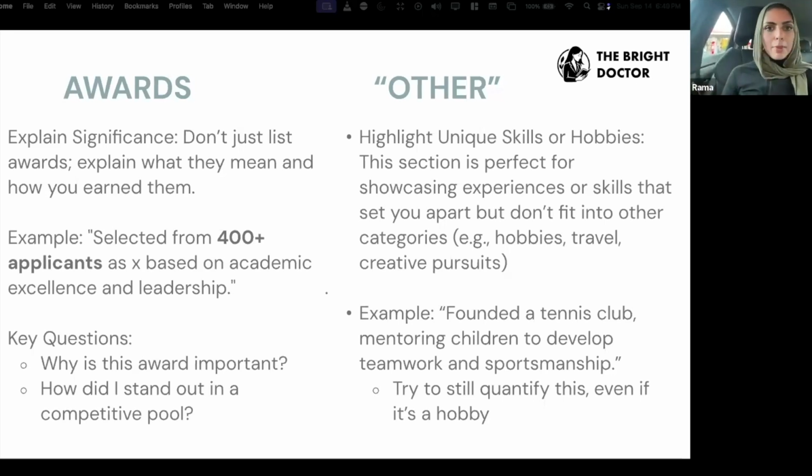People sometimes mention hobbies here, long-term exercises that they do. Maybe you have a little book club within your local community. Something like this would be a great fit for the other. Think, what would you say if you're meeting somebody new at a gathering or an event? It's not academic, but it's something that means something to you particularly. And try to quantify this as well.